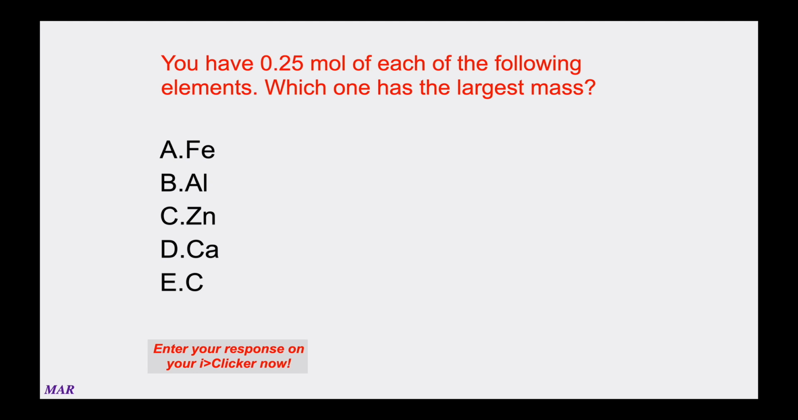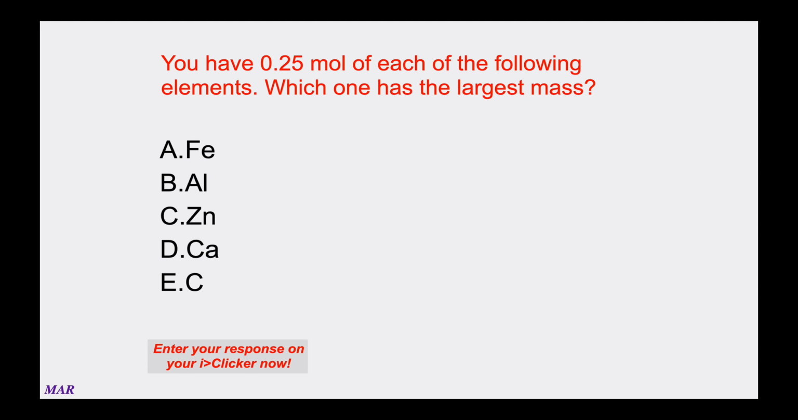Okay, at this point, I'm assuming you want to see how you did on your answer to this question, which is fantastic. So in this question, we've got 0.25 moles of each of these elements. Which one has the largest mass? Now, because we're starting with moles and we need to turn it into mass or grams, we need a way to go from moles to grams. And that is going to be the molar mass numbers from the periodic table.